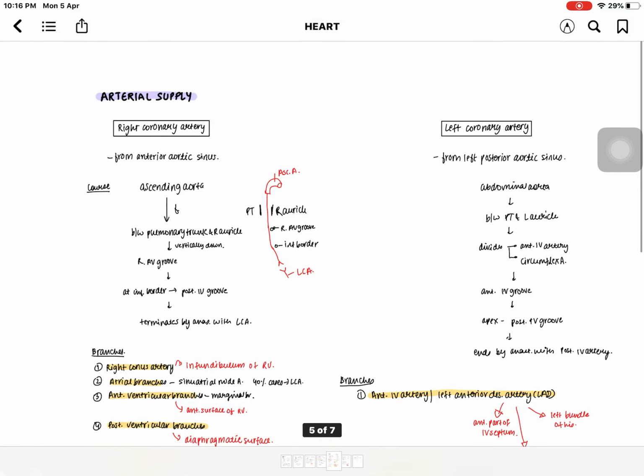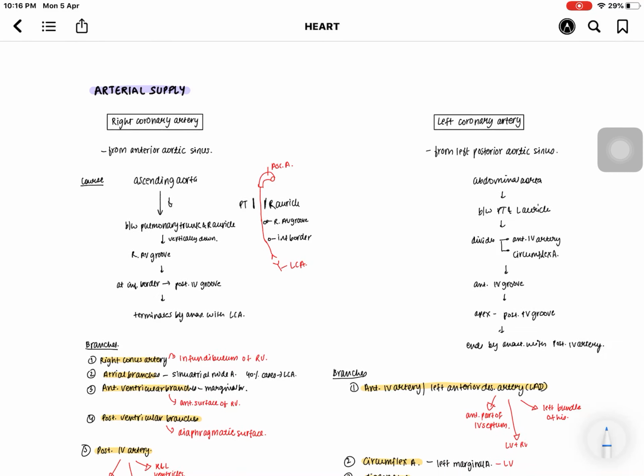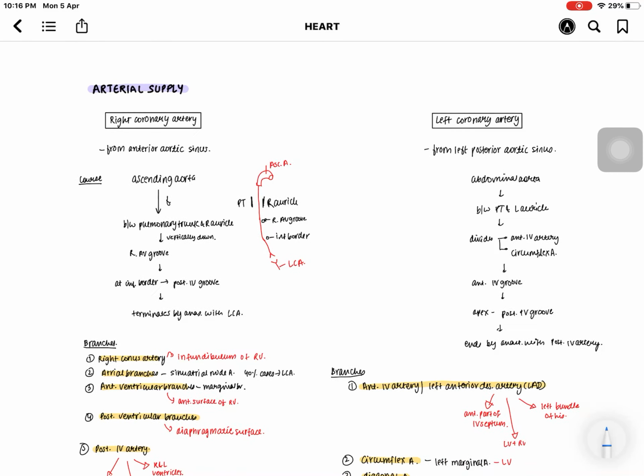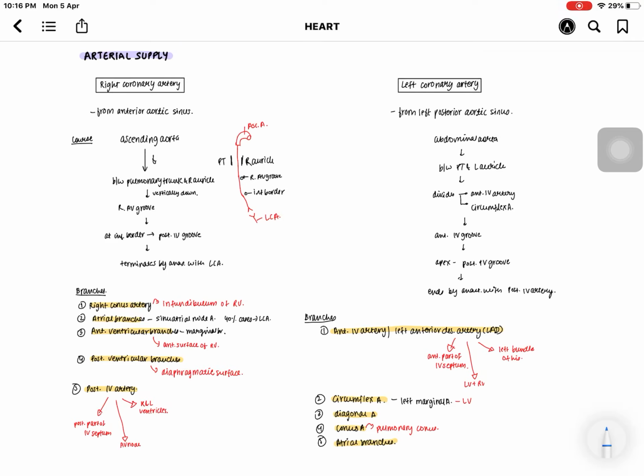Coming to the arterial supply of the heart. The heart is supplied by the right coronary artery and the left coronary artery. The right coronary artery originates from the anterior aortic sinus, and the left coronary artery originates from the left posterior aortic sinus.